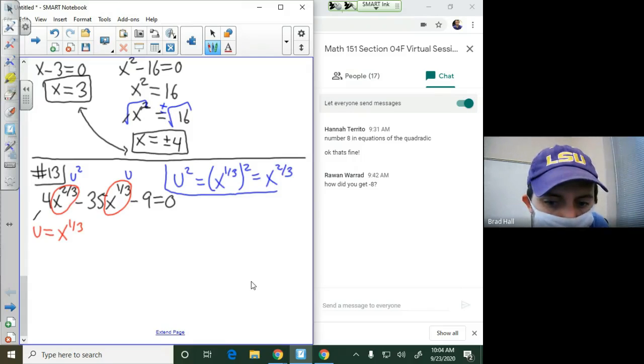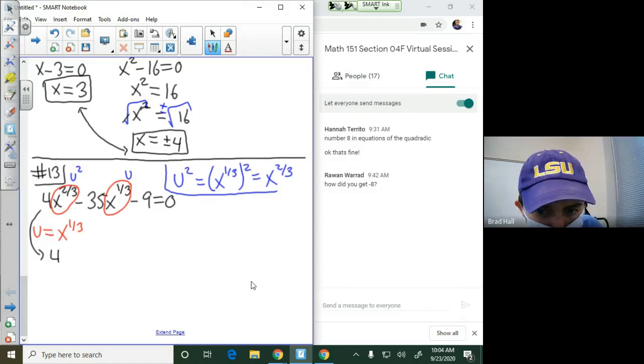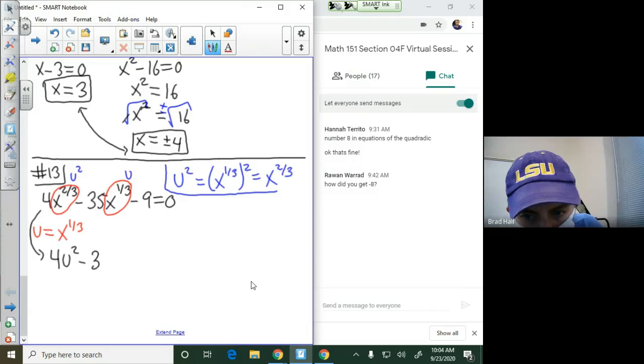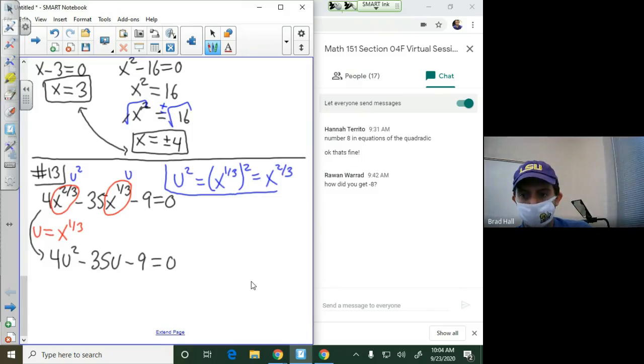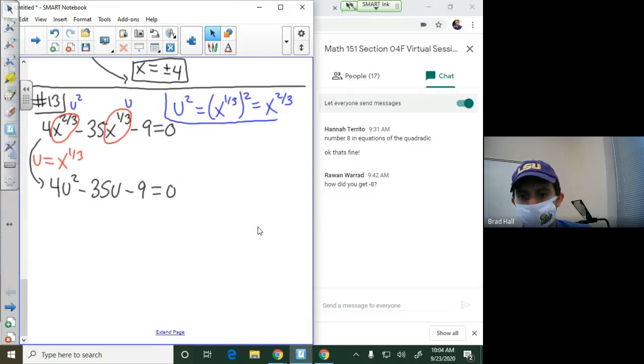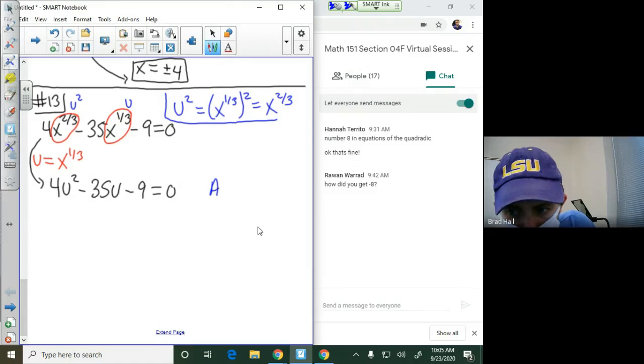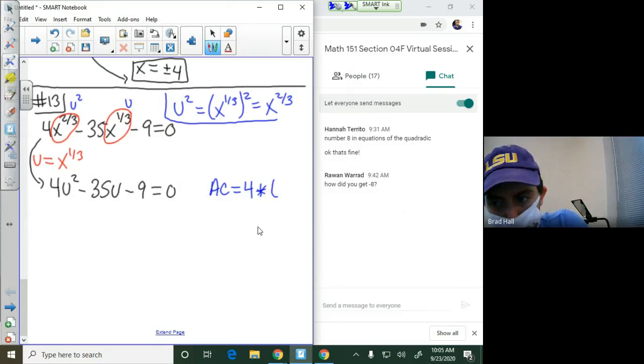So from here, we can now apply the u substitution as 4u squared minus 35u minus 9 is equal to 0. And so from here, we have a quadratic that we need to either apply the quadratic formula or the AC method. I'm going to apply the AC method, or whatever factoring technique you want to use. It doesn't matter. You can use the quadratic formula as well. You'll get the same exact answers.